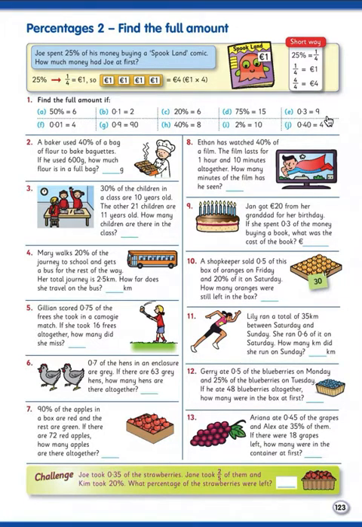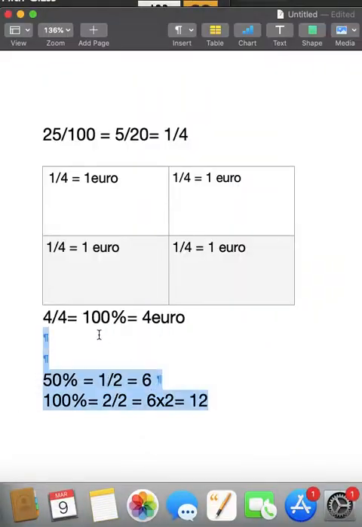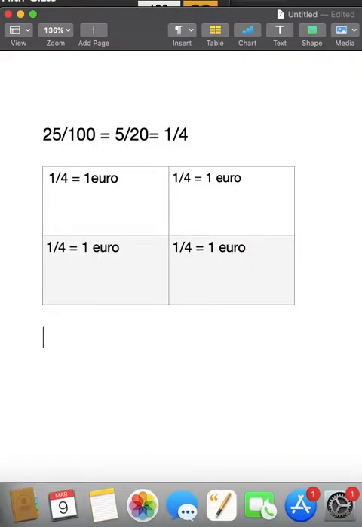3/10 or 9. So what would the 10/10 be, and so on. Then a baker used 40% of a bag of flour to bake baguettes. If you use 600 grams, how much flour is in the full bag? Again, it's the same thing. It's saying 40% of the flour is the same as 600 grams.